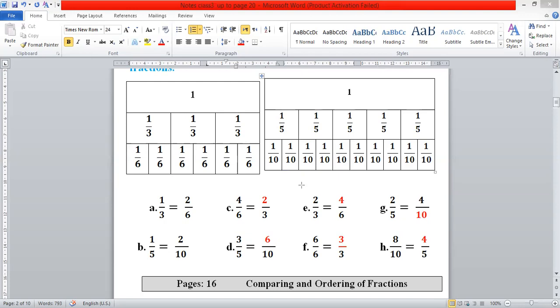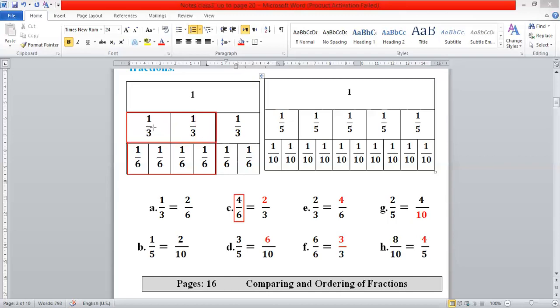Similarly, part C, we have 4 over 6. First, we mark the area that is covered by 4 over 6. 1 over 6 plus 1 over 6 plus 1 over 6 plus 1 over 6. This area is covered by 4 over 6. 1 plus 1, 2 plus 1, 3 plus 1. This is 4 over 6. And if we compare this with this portion, definitely this portion is equal to this.